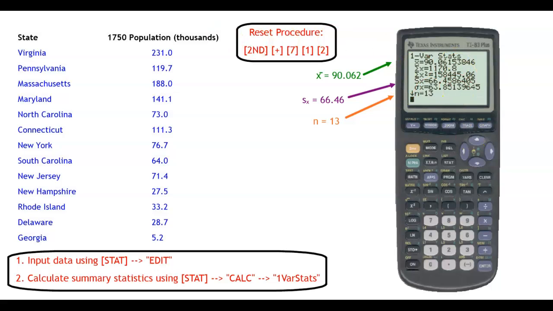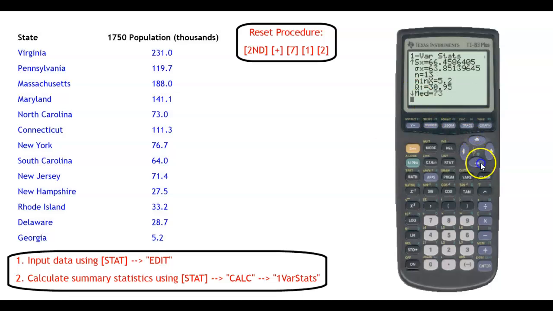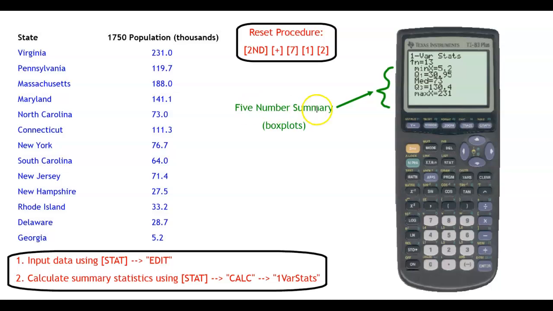If you scroll down, it gives you even more information. See that this arrow means you can keep scrolling down. Scroll down here, and it gives us the minimum, the quartile 1, the median, the quartile 3, and the maximum. These 5 values are known as the 5-number summary. We can use them to make box plots. And within that 5-number summary is another one of the measures of central tendency, of course being the median, which in this case is 73. So 73,000 is the median for this data set.